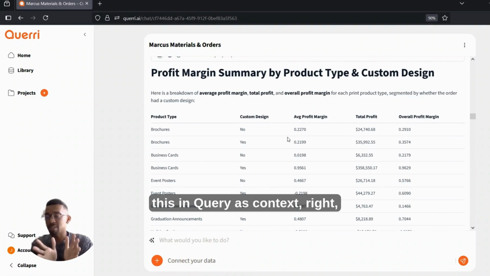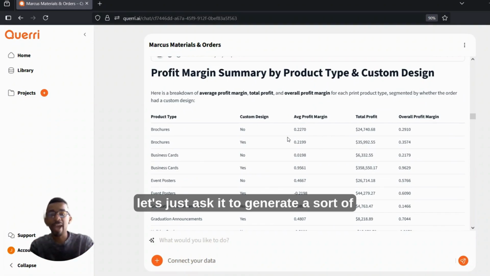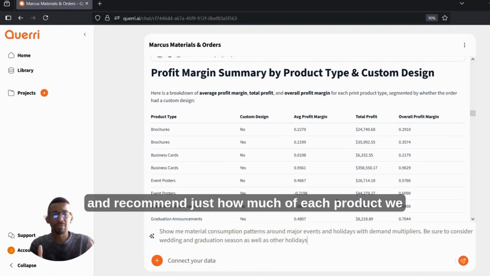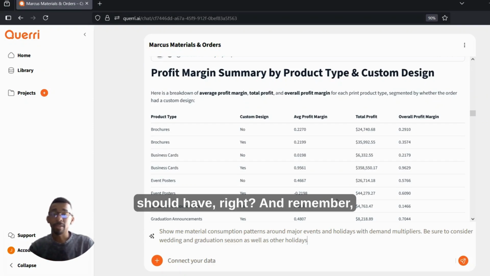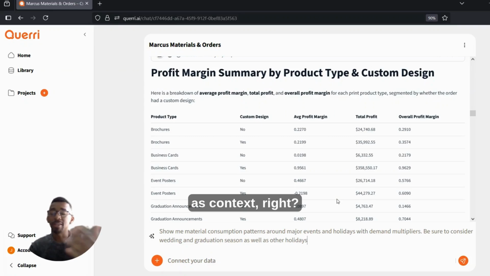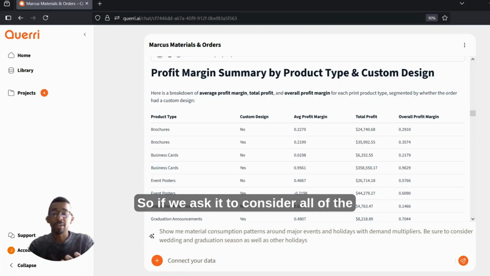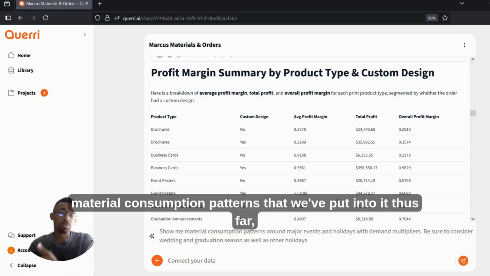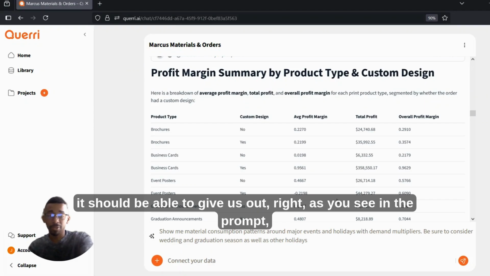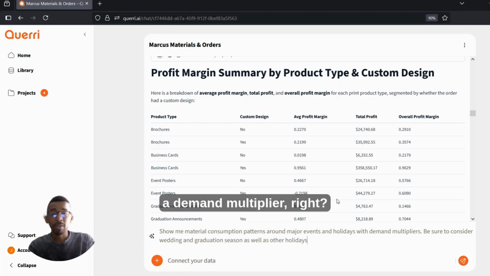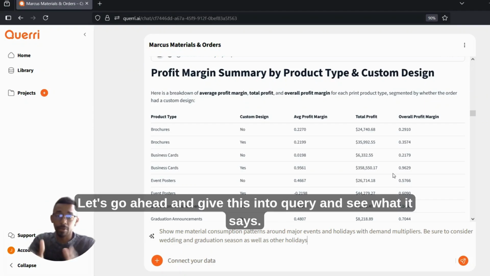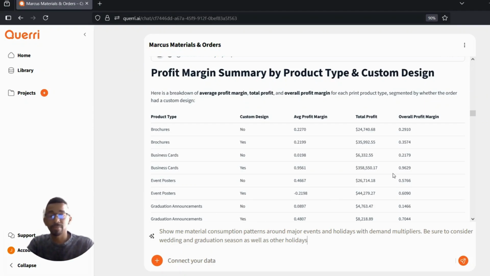But the next question that I think we should consider here is, now that we have all of this inquiry as context, let's ask it to generate a demand forecast and recommend just how much of each product we should have. And remember, it has the seasons and seasonal demand as context. So if we ask it to consider all of the material consumption patterns that we've put into it thus far, it should be able to give us, as you see in the prompt, a demand multiplier for each season. Let's go ahead and give this to Query and see what it says.